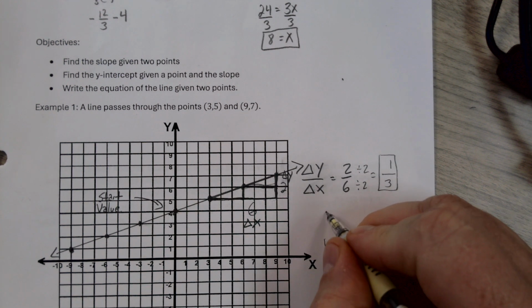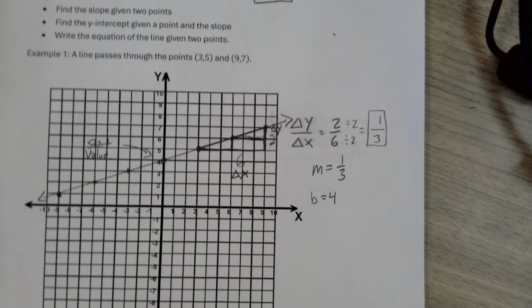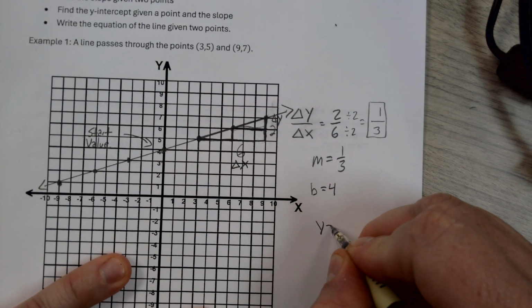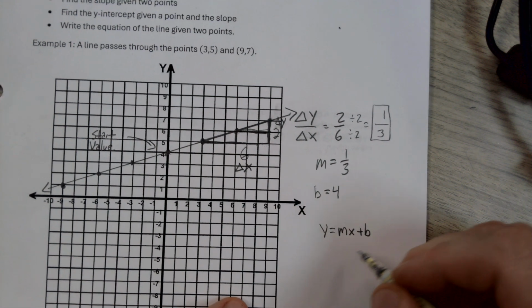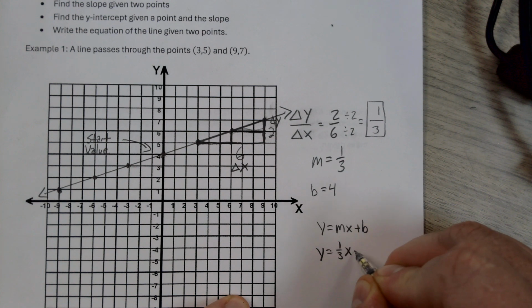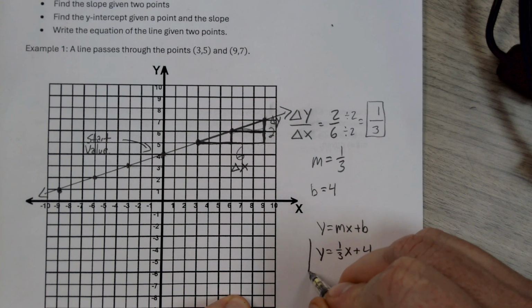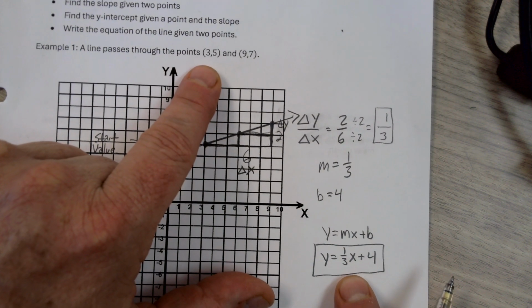And on the previous part, we found the slope was 1/3. Well, this is all the information we need to write the equation of the line. The equation of the line is y equals mx plus b. And we've covered this on a number of previous lessons. So all we have to do is put in our 1/3 for m and our 4 for b. And that is the equation of the line that goes through these 2 points.